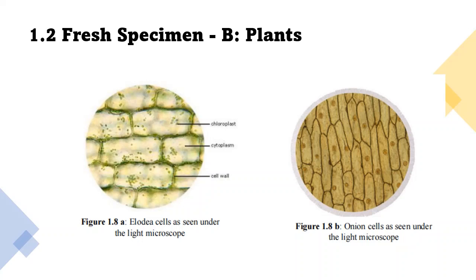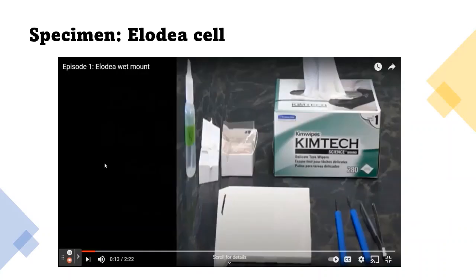From here we move to fresh specimens, which are plants: we can have Elodea and also onion. For Elodea we take the green part, and you can see very clearly that it has chloroplasts, compared to the onion cell. In the onion cell under the microscope we cannot see any chloroplasts or green color, because the onion bulb grows underground, underneath the soil.